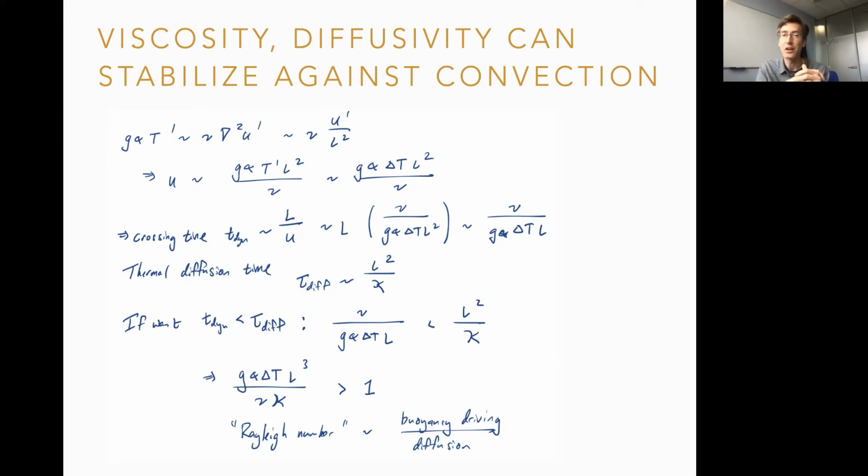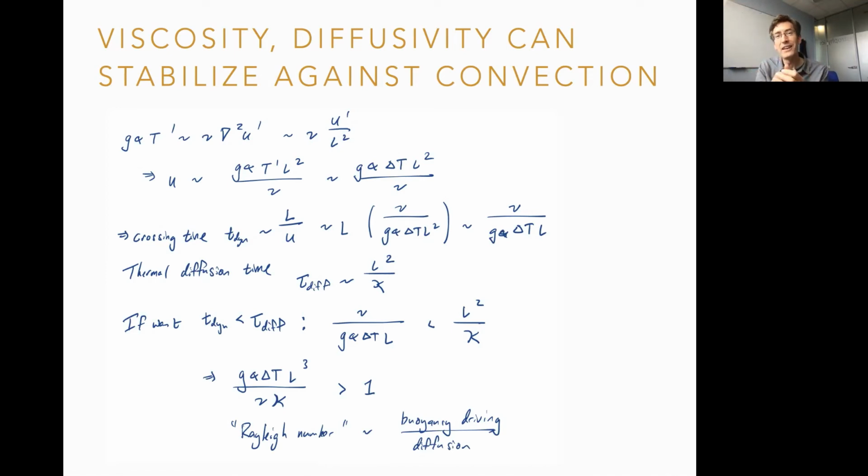So g alpha delta T L squared over nu. So then the crossing time for this flow that we're imagining, that's just at the marginal instability, is going to be of order L over U, which you can rearrange to show that that's nu over g alpha delta T times L. Fine. Now the argument then is to say, look, as this thing starts to rise, it's got this temperature perturbation, that's what's driving it, the fact that it's underdense relative to its surroundings, and so it feels a buoyancy force when it starts to rise.